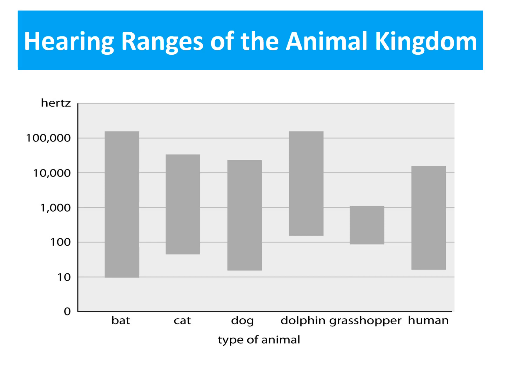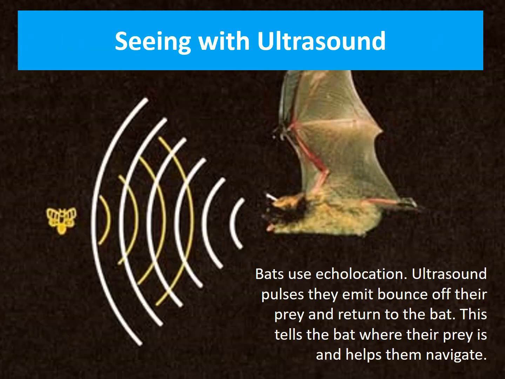Cats up to about 50,000, dogs up to about 40,000, dolphins also up to about 110,000, grasshoppers not very much, so only 100 to 1,000 hertz. Humans, we're anywhere from about 20 hertz all the way up to about 20,000 hertz. So we've got a reasonable range, but nowhere near the range of a bat. So we're pretty good, but not that great.